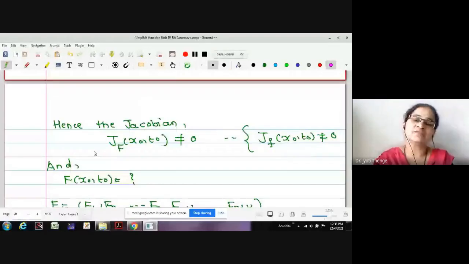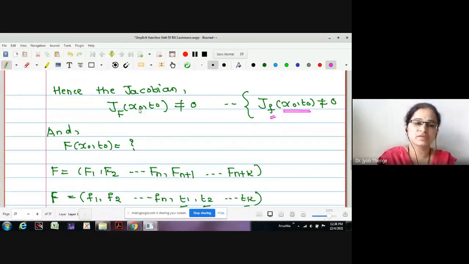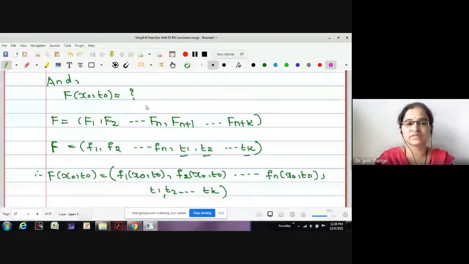Therefore, if the Jacobian determinant with respect to small f at the point (x naught, t naught) is given to be non-zero, the same holds for capital F. The Jacobian determinant at the point (x naught, t naught) for the capital F function is again non-zero. Now we will try to understand what the value of capital F is at the point (x naught, t naught).